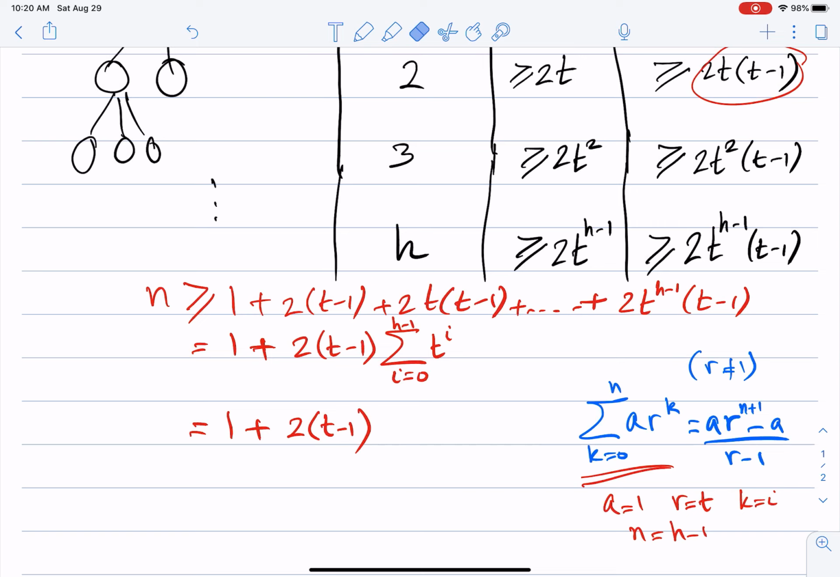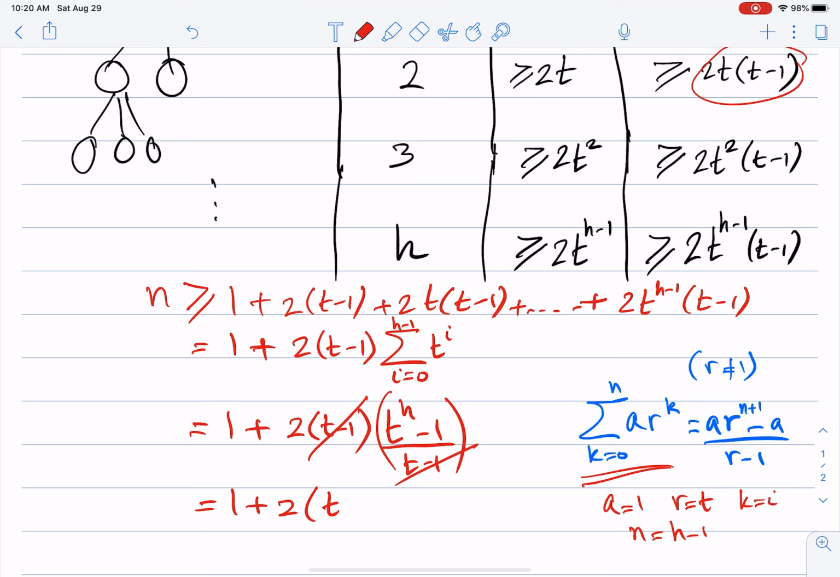So if we do this here, what we get is 2 times (t minus 1), and the sum here, based on that formula, will be (t to the h minus 1) divided by (t minus 1), okay? This one. So now if I cancel out the t minus 1 here, what we get is 1 plus 2 times (t to the h minus 1), okay?